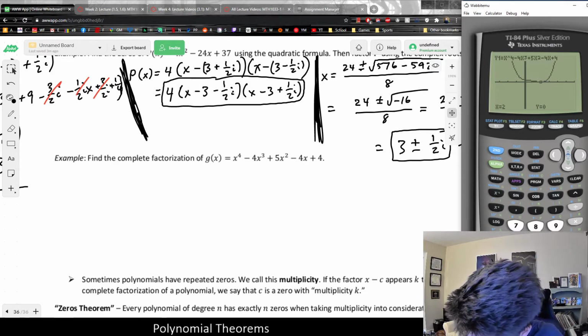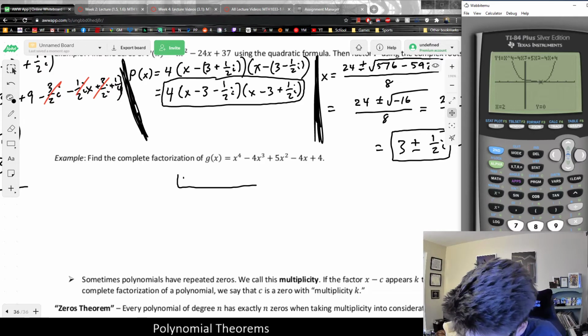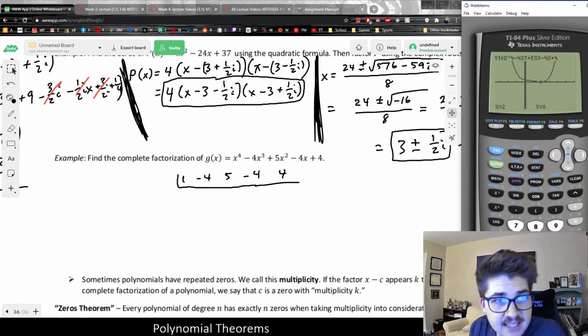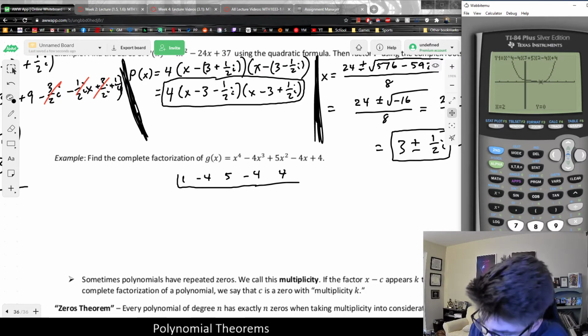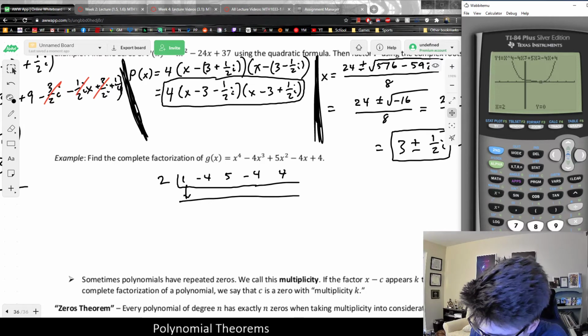So I can start with synthetic division. So I'm going to have 1, -4, 5, -4, 4. And synthetic division is the tool, in advanced math when we're studying polynomials more deeply, for factoring, which is why it's so critical. And let's try 2. X minus 2 should be a factor. Hopefully, we'll find out if it's not.